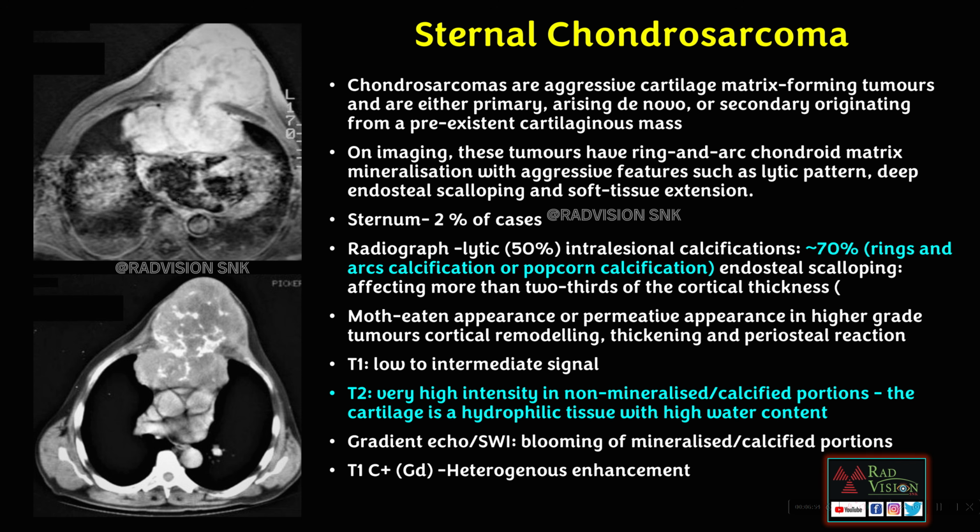On T2, typically there will be very high signal intensity, because cartilage is a hydrophilic tissue with high water content, which leads to this high signal intensity on T2. They can be primary or de novo. Secondary chondrosarcoma can arise from a pre-existing cartilaginous mass, such as enchondroma or osteochondroma. So this was a case of sternal chondrosarcoma.